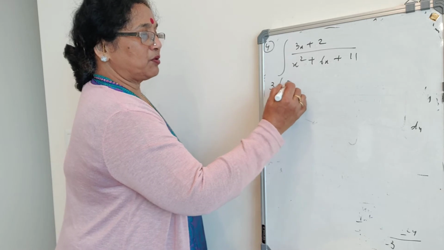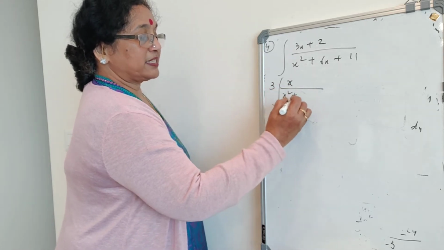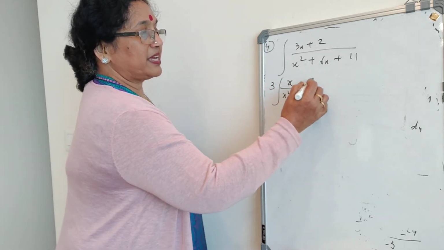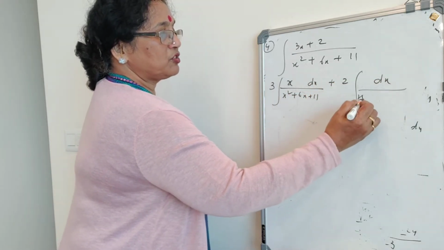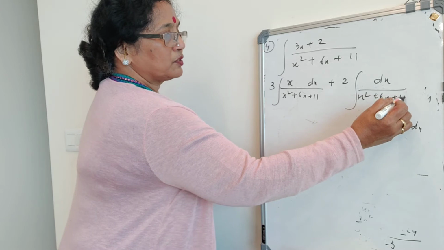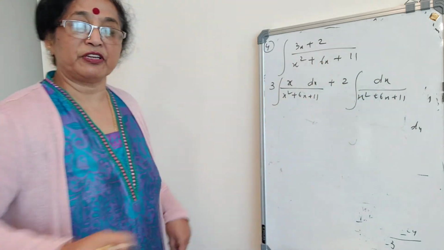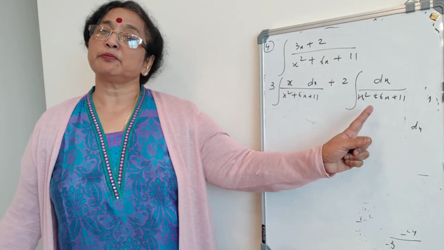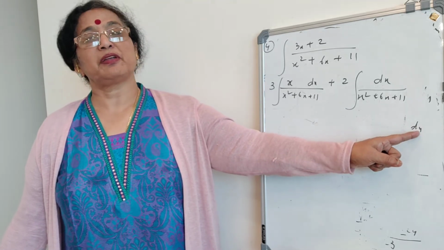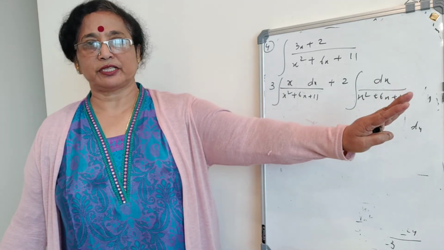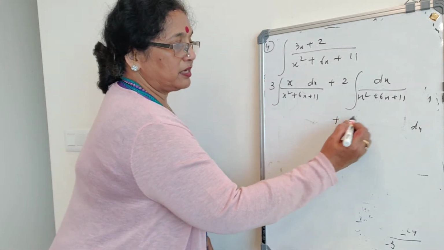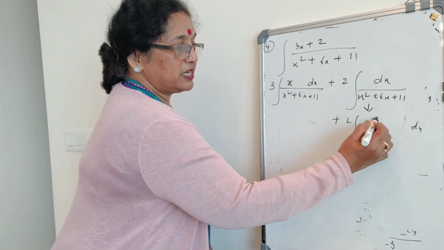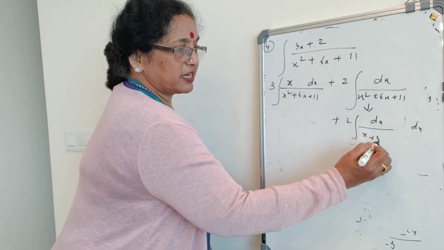Separate and put the number out. Keep the x simple, 11 dx, and separate the 2 which is a constant out. The constants you put out. So you have done in my previous video, completing squares. This becomes x plus 3 whole square plus 2. So you know how to do it, right? That becomes tan inverse.